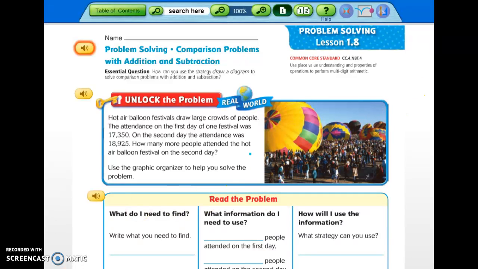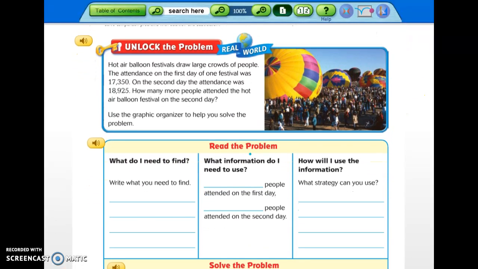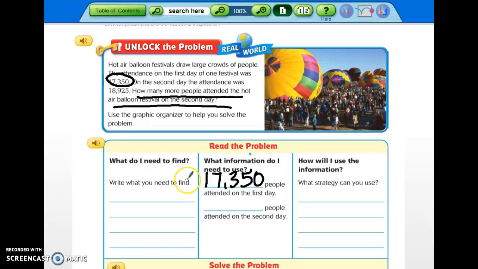Okay, so what do you need to find? We need to find how many more people attended the hot air balloon festival on the second day. So this right here, how many more people attended the hot air balloon festival on the second day? What information do we need to use? We need to figure out how many people attended on the first day, 17,350, and how many attended on the second day, 18,925.